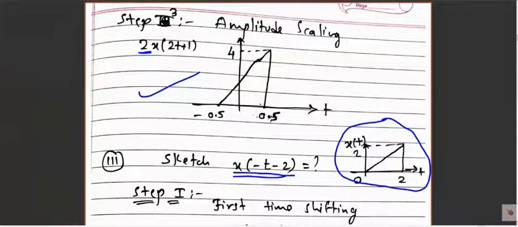What about other students? Some of the students have got the answer as minus 4 to minus 2.